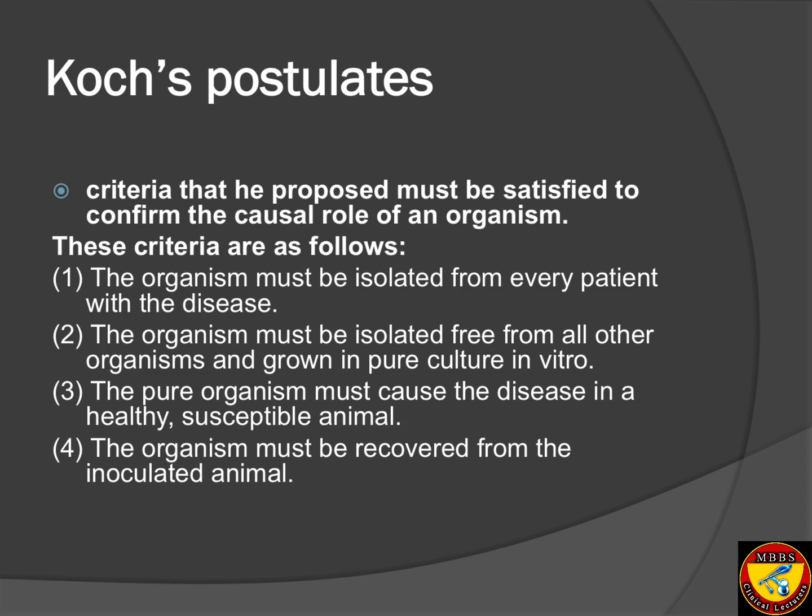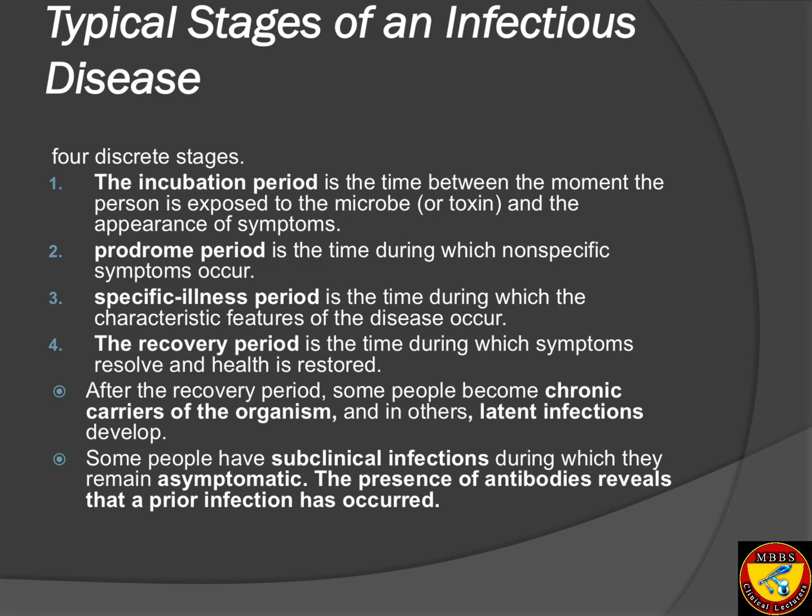This pure organism produced in culture must be able to cause the disease in a healthy susceptible animal or a human, and this organism must be recovered from the inoculated animal. These four factors are part of Koch's postulates. This leads to four discrete stages which we already discussed: the incubation period, the prodromal period, the specific illness period, and the recovery period. After recovery there can be cases of latent infections, in only a limited number of infections. Latent infection is a hidden infection. It is a property of certain microorganisms which develop subclinical infection during which they remain asymptomatic, and the presence of antibodies reveals that a prior infection has occurred in that organism.